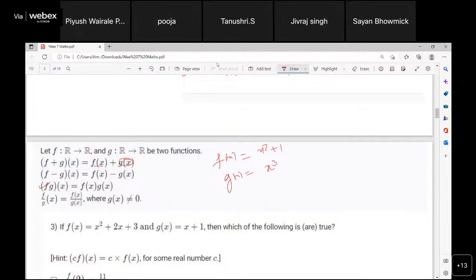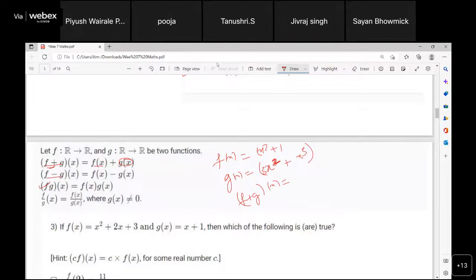So I can simply perform the addition and subtraction between these two, or multiplication also, right? So how to perform the addition? Anyone? What should be the addition of f plus g of x? x cube plus 4x square plus 1.